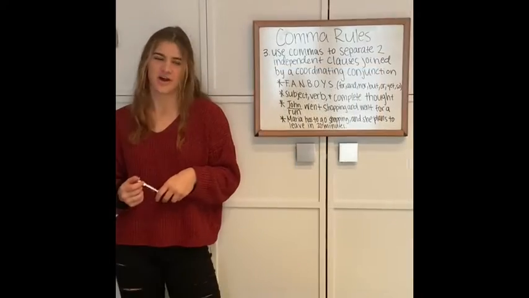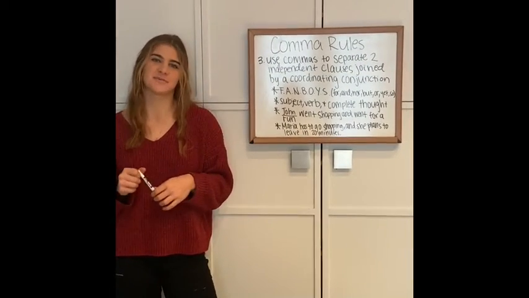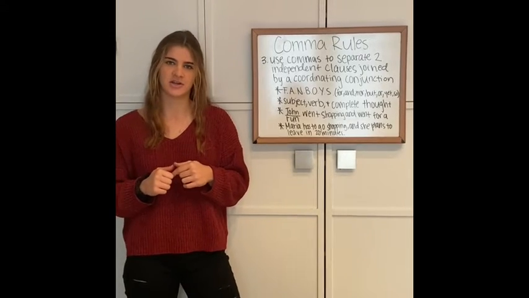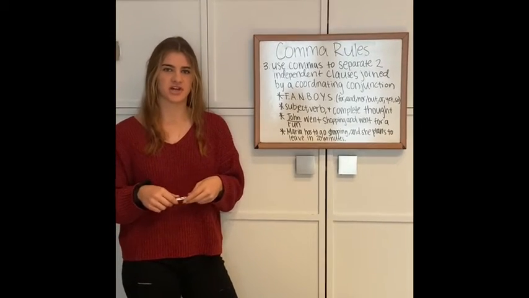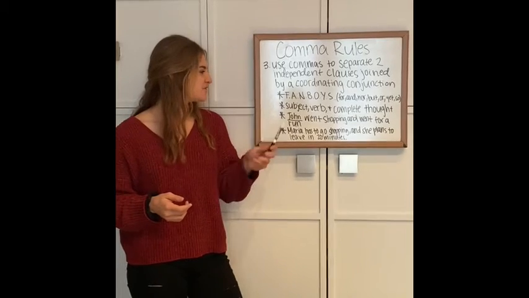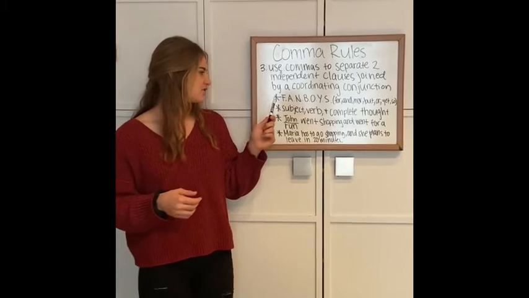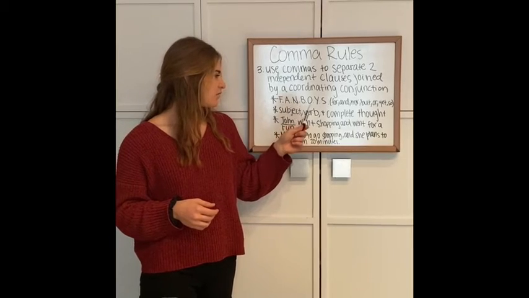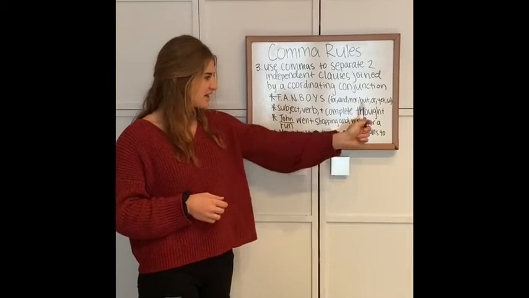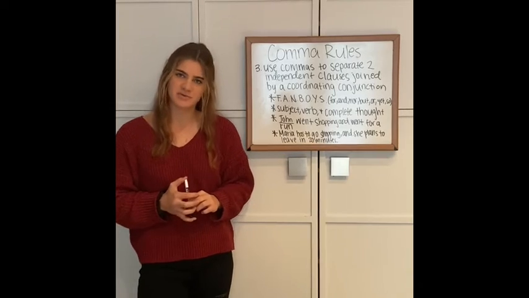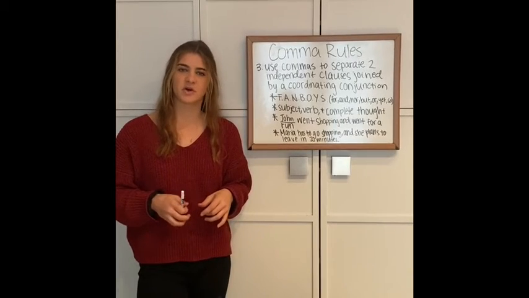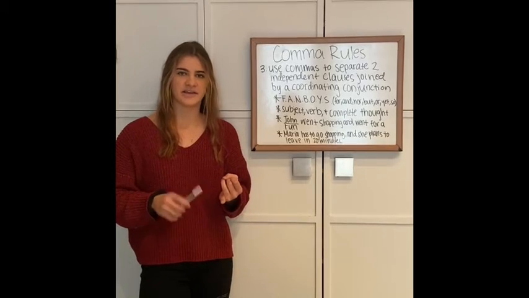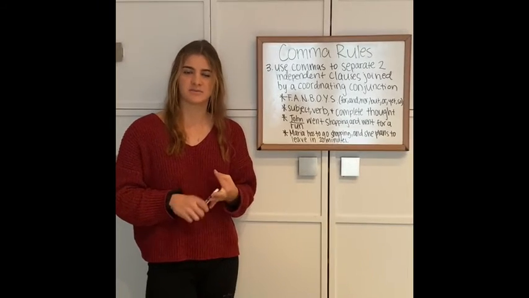Okay, so our third comma rule is going to be using commas to separate 2 independent clauses that are joined by a coordinating conjunction. So a good way to remember coordinating conjunctions and recognize them really fast is by using the acronym FANBOYS, which stands for for, and, nor, but, or, yet, so, and they're listed out right there. And then something else to remember when looking at this comma rule is that in order for something to be considered an independent clause, it has to have a subject, verb, and complete thought.